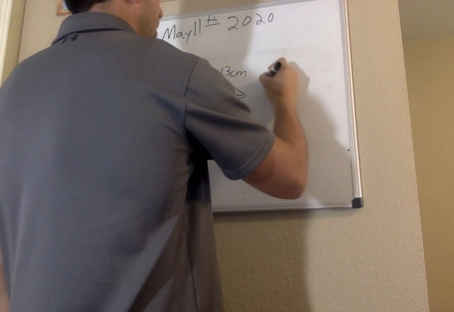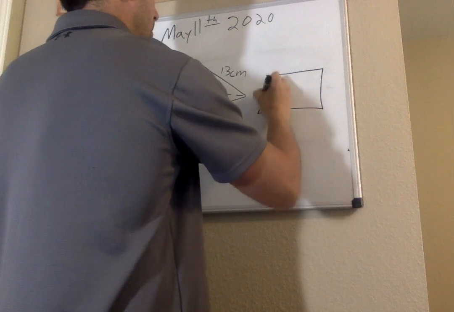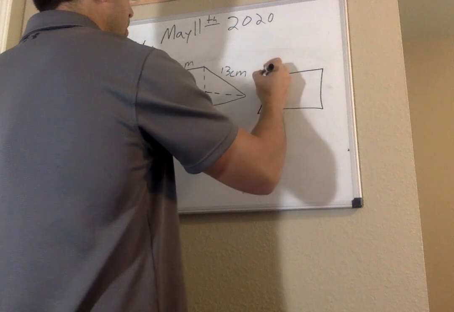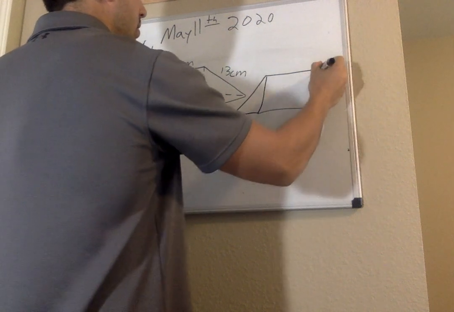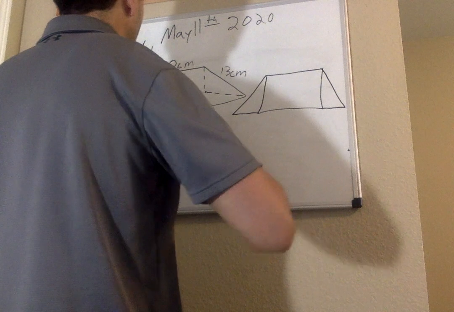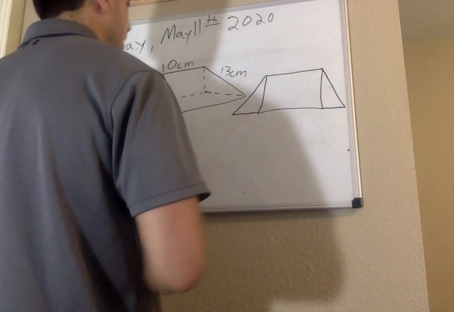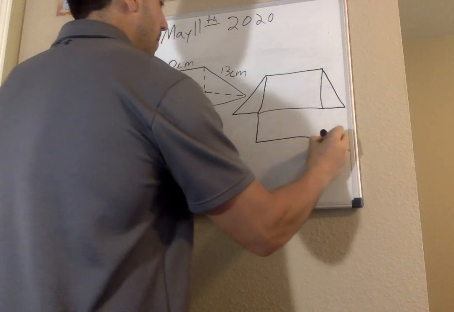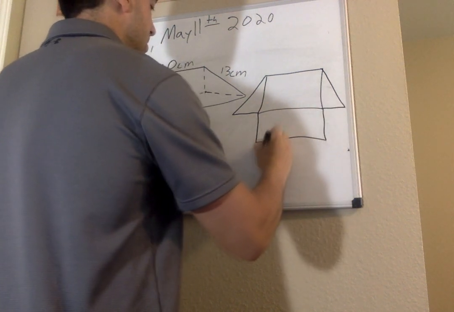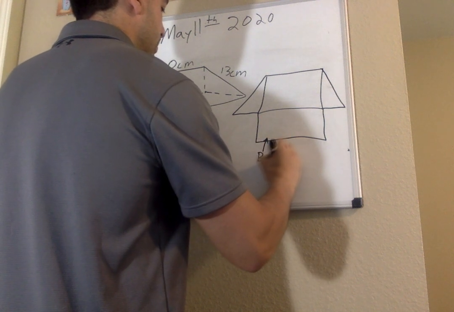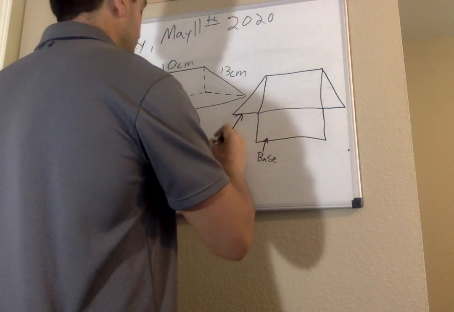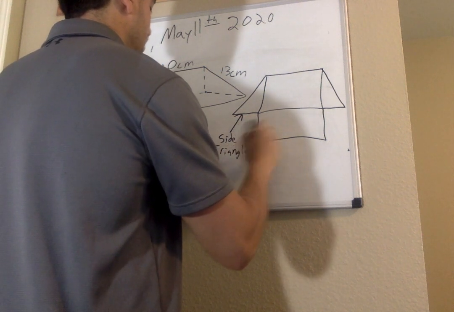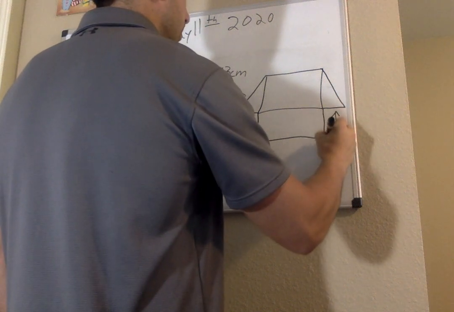So this is the back of it, and attached to the back we have 2 triangles that are exactly the same. And then underneath this, I'm going to have another triangle. This is like the base of it, or the bottom. And I'll label this. This is the side triangle. This is another side triangle.